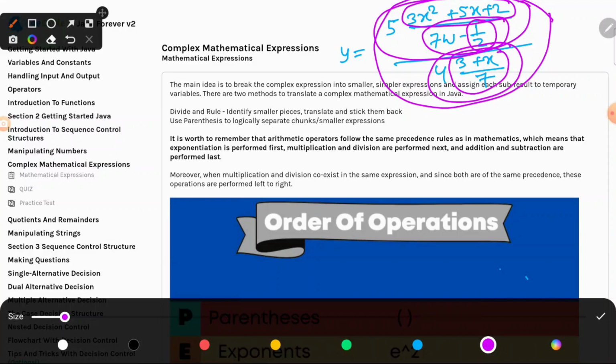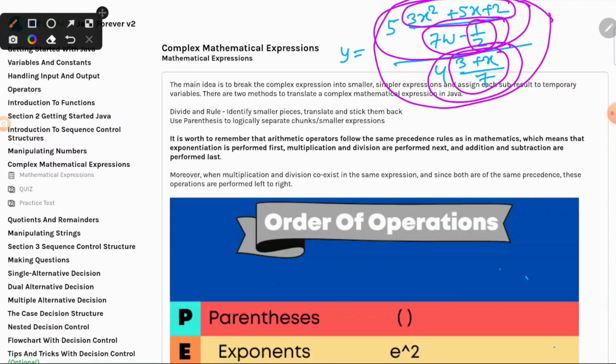Pay attention to the circles I'm drawing here. Now it will be much easier for me to solve this question by writing it in smaller pieces. Let's create a temporary variable, let's call it a. We'll say a equal to 3 plus x, put parentheses, divided by 7. This takes care of this one, this A. So now if you look at it, this whole thing at the bottom becomes 4A, where A is this.